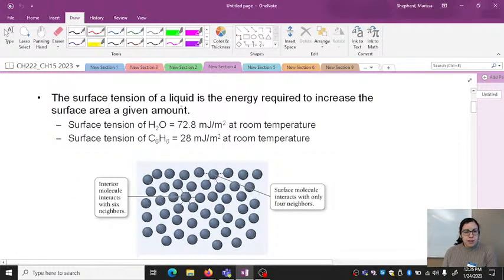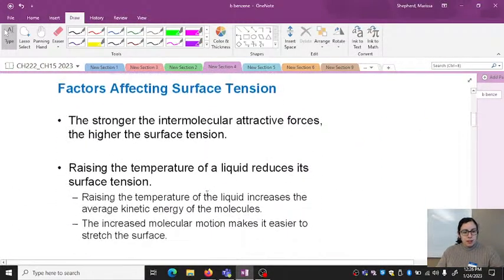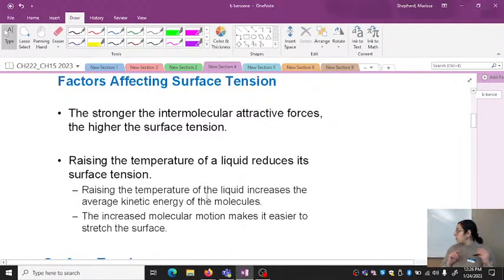And so this is comparing H2O, which has a surface tension of 72.8 millijoules per meter squared, versus benzene. I didn't bring benzene today, but this is 28 millijoules per meter squared. And so this is really the key point, and then we'll look at a little demo. The stronger the intermolecular attractive forces, the higher the surface tension. Again, that's why you think of water tending to bead up.